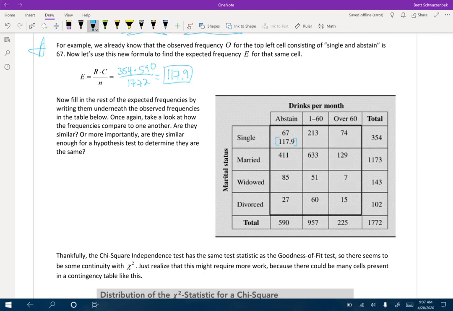So let's say we go to 51. How would we find this expected count? We would take the row total of widowed, which is 143. We would multiply by the column total, which is 957, and again divide by 1772. It turns out that value is about 77.2, which we would put underneath the value. Okay, let me get rid of the brackets here. They're not that important. I got rid of a lot more. I'll put that back.